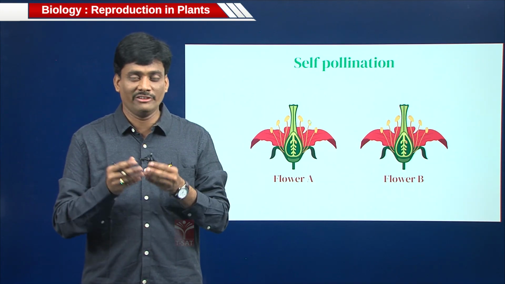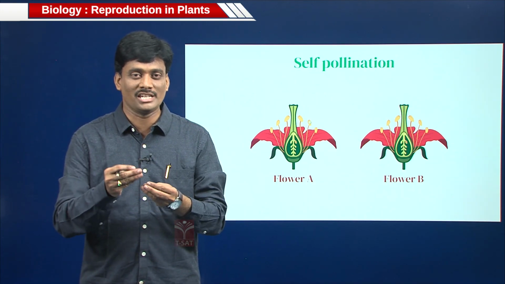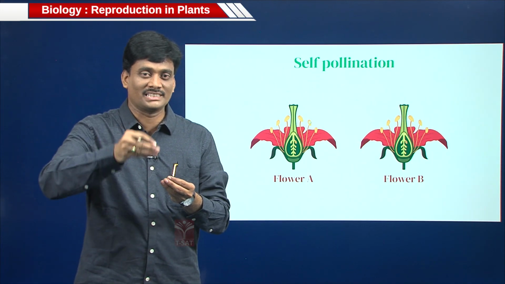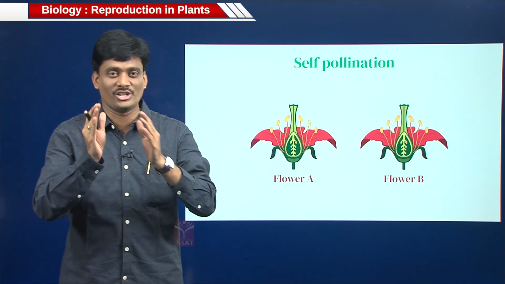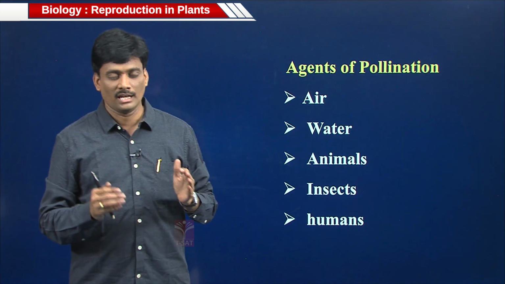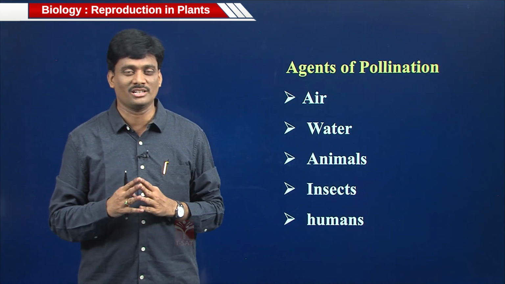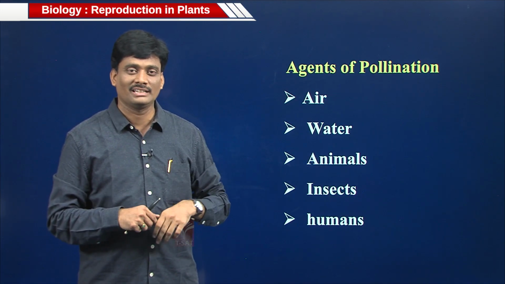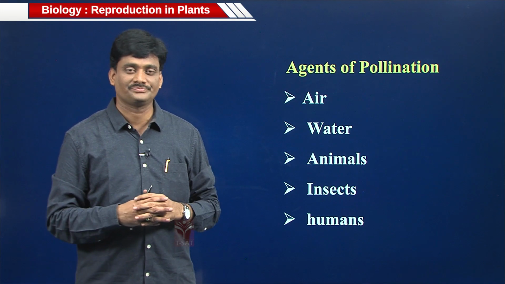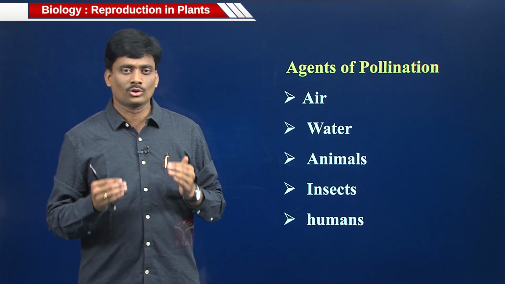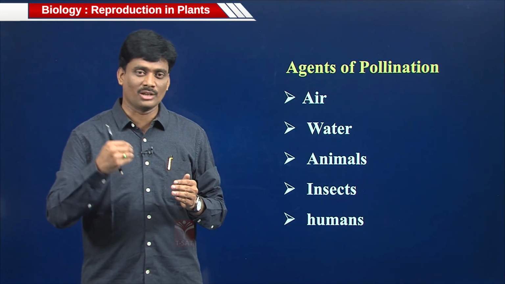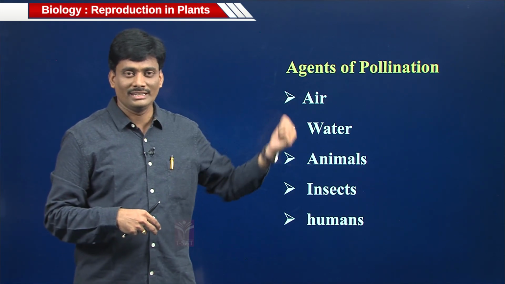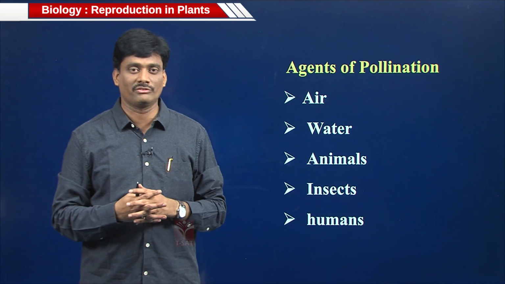Opposite to that, if the pollen grains reach the stigma of another plant's flower of the same species, that kind of pollination is called cross pollination. And we have different agents for pollination, and they are air, water, animals, insects and humans. All of these are very helpful to transfer the pollen grains from anther to stigma, because of that, they are considered the agents of pollination.